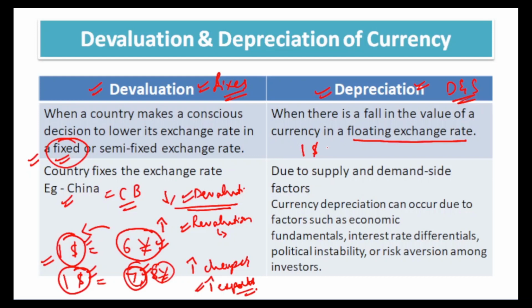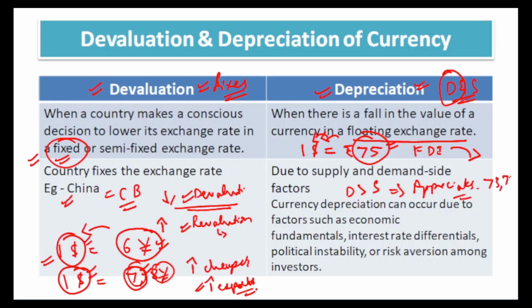Say for 1 US dollar, currently we are getting 75 Indian rupees in the market. Now, when foreign direct investors want to invest into India, they would want Indian rupees, so the demand for Indian rupees as against the dollar will increase. At that point of time, when the demand is more than the supply of the rupee as against the dollar, the value of the rupee appreciates. That is, it will go to say 73 or 74.